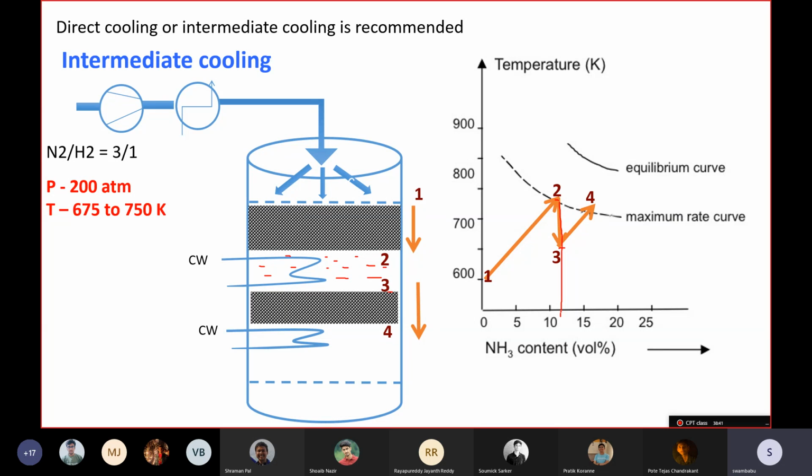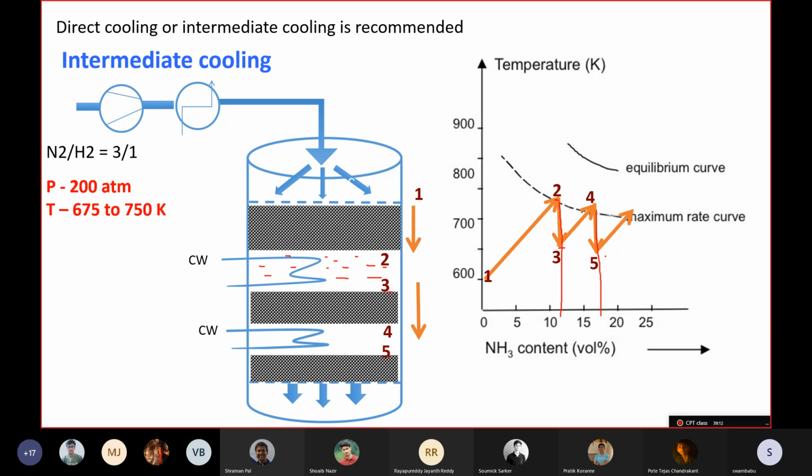So again there is spacing from bed to bed. In that space we have the heating coils through which cooling water is circulated, and the reactants and products are cooled. Once again, the ammonia content stays the same because no reaction is happening, and the temperature is dropped. At position 5, the reactant enters the reactor again, and again it touches the maximum rate curve.